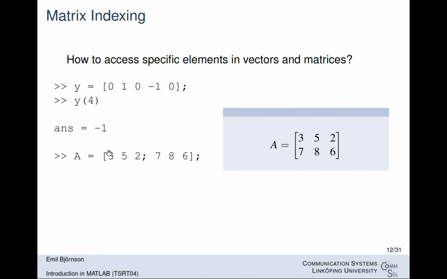If you have a matrix, 3, 5, 2 on the first row, 7, 8, 6 on the second row. If you write A of 1, 2, we need to know how you are computing things in a matrix. Is it first the rows that you're specifying or first the columns? Well, the answer is that it's first the row. So that's always the case for matrices. So first row, and the 2 here says second column. So it's the 5 here that you're going to pull out.